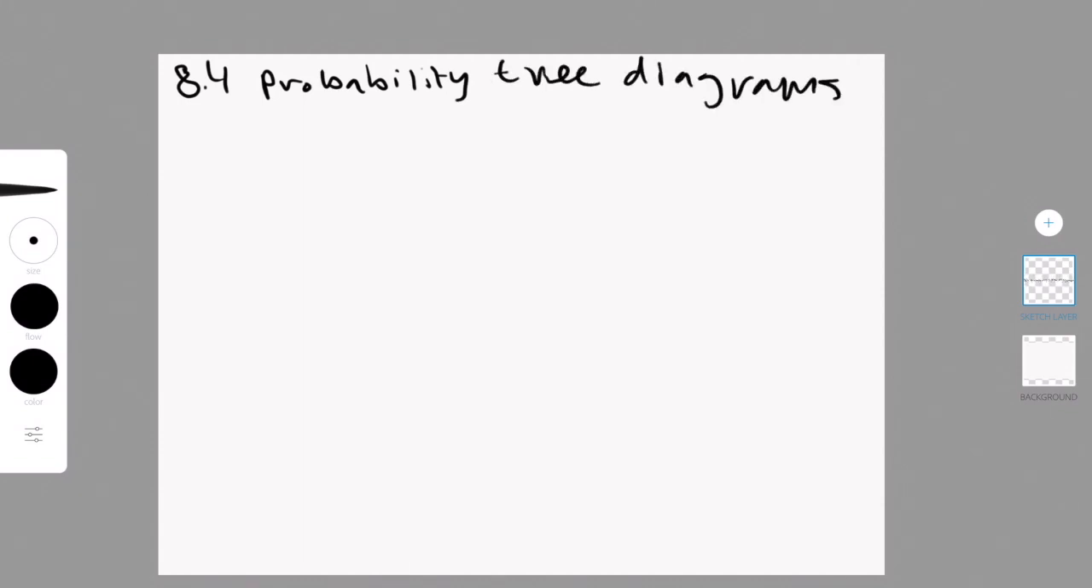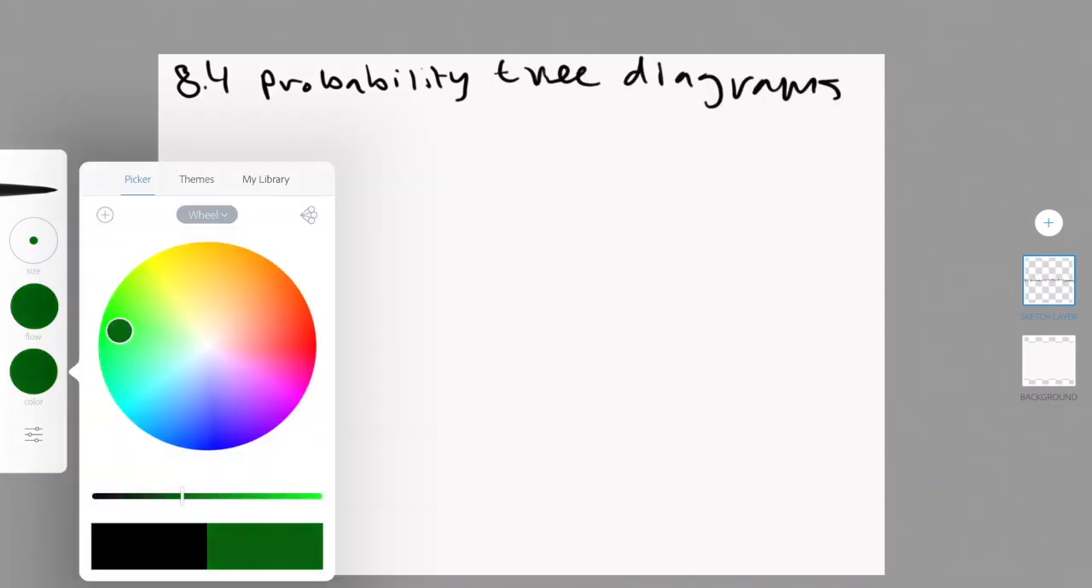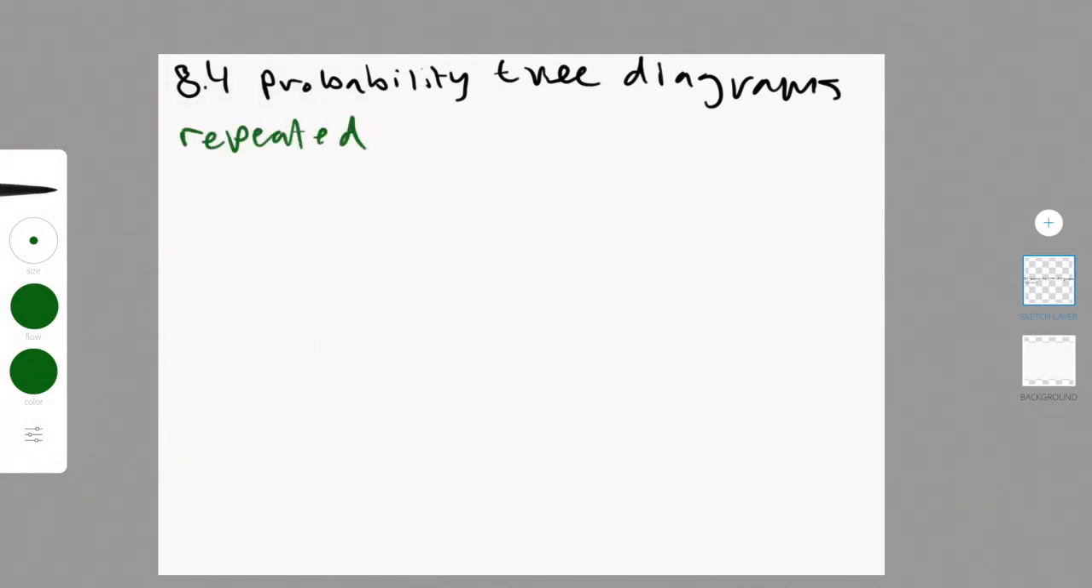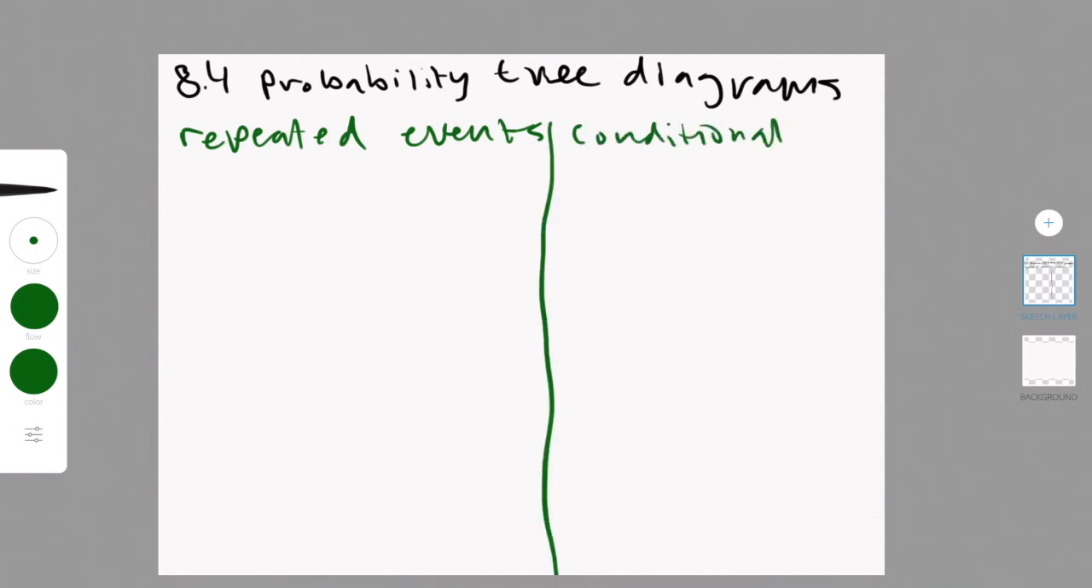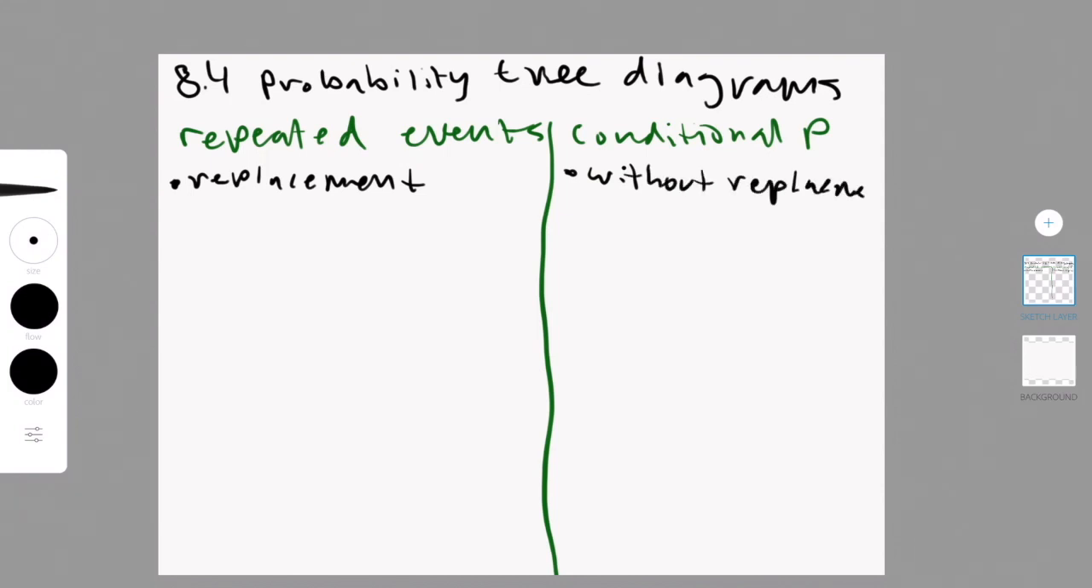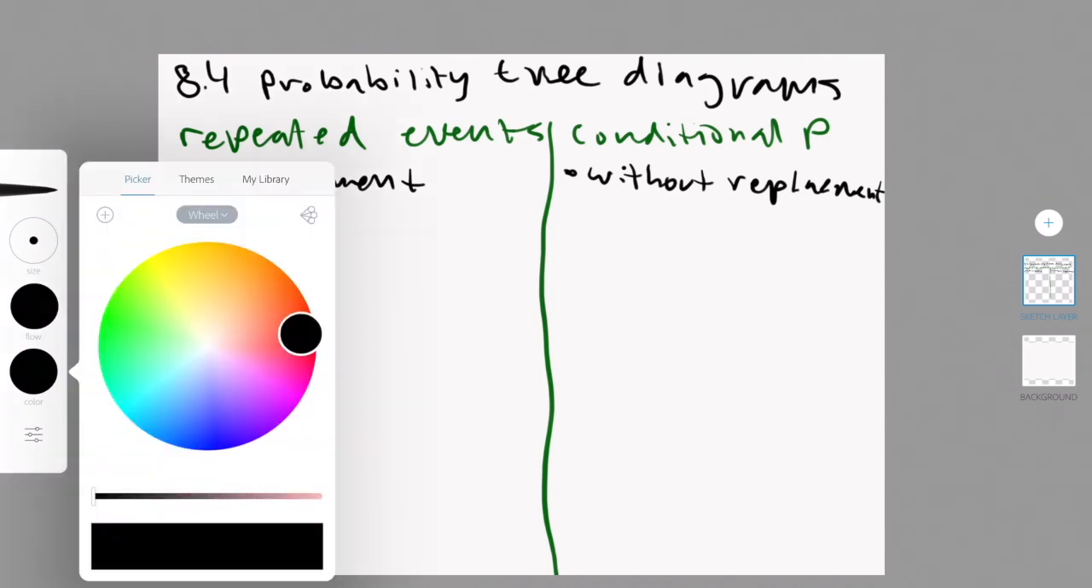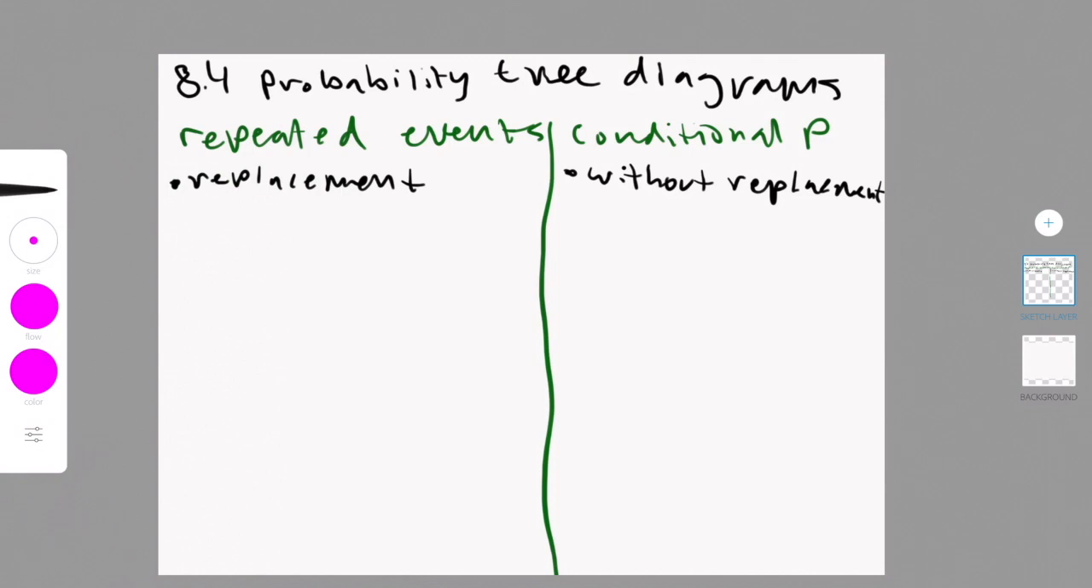Now we're doing 8.4, which is the probability tree diagrams. With these diagrams, there are 2 options that you can draw. There's the repeated events, and then there's, again, what we were just talking about, conditional probability. What the conditional probability refers to is without replacement. Meanwhile, repeated events has replacement. What I mean by replacement will become very clear very soon. I just need an example to explain what I mean.